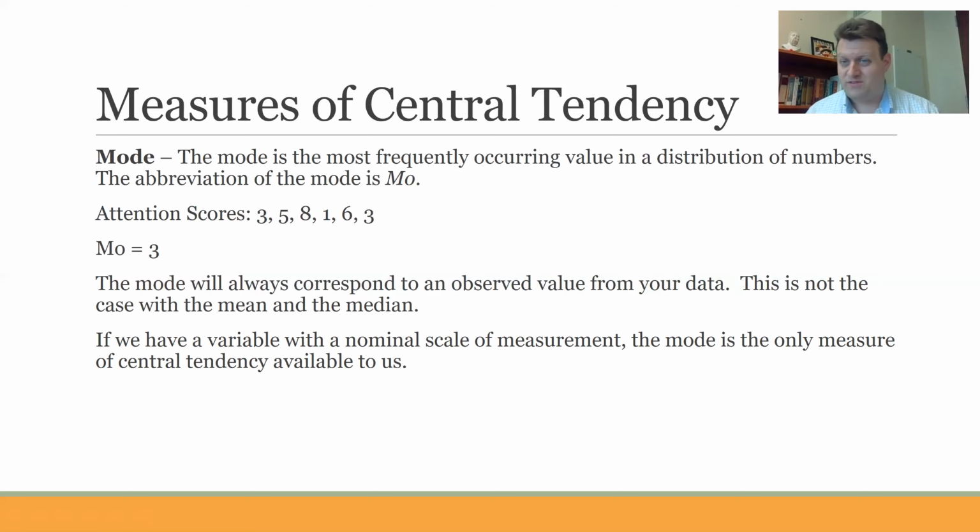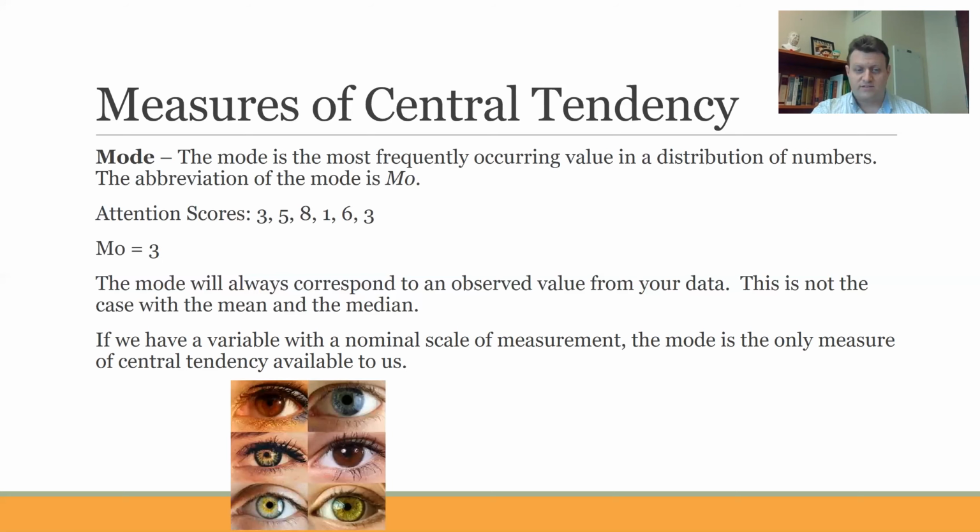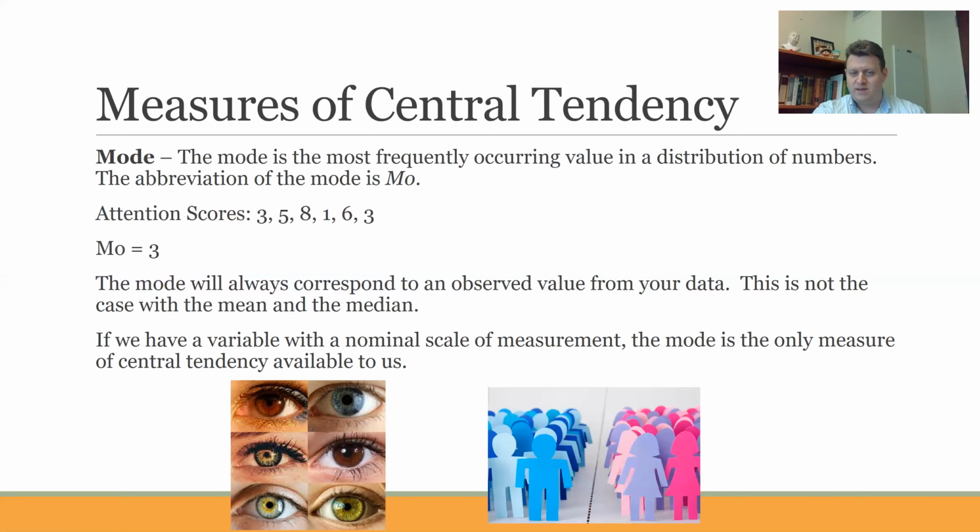All right. The mode is going to be the measure of central tendency that we use if we have a nominal scale of measurement. It's the only measure of central tendency that is available to us. So eye color, again, doesn't make any sense to calculate a mean or a median. Something like sex or gender identity, same thing. All right, so that's the mode.